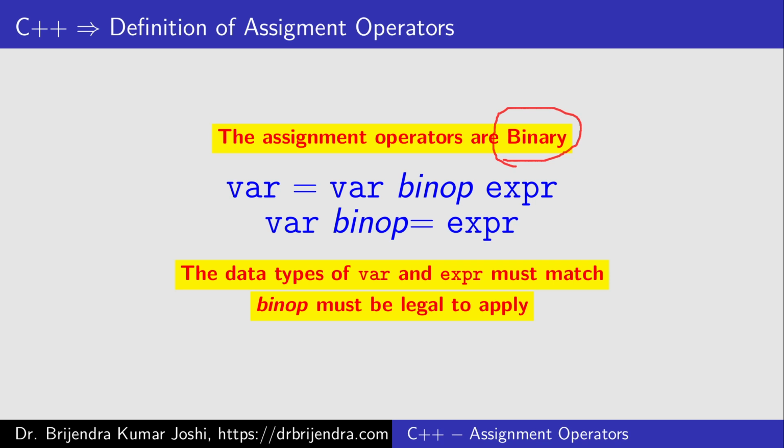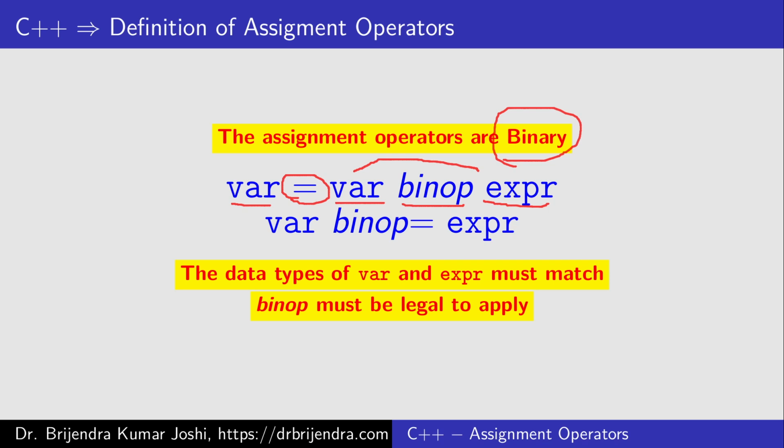This is the definition. A variable of any type, the same variable, and before this general assignment operator, and then any binary operator followed by any expression, mathematical expression, which evaluates to the same data type, which is the data type of var, this variable. It means both of them must have the same data type.